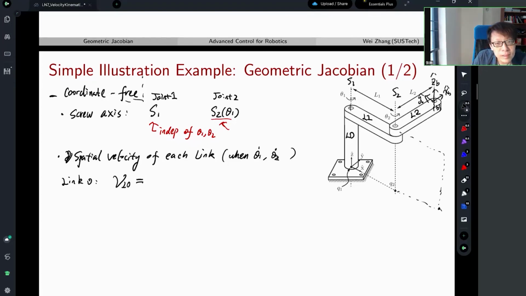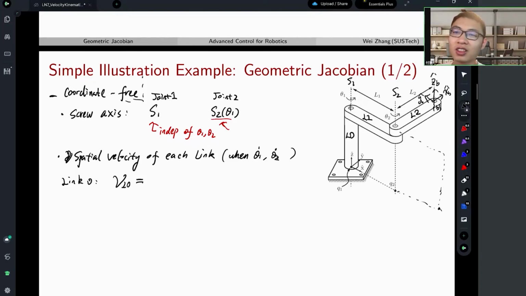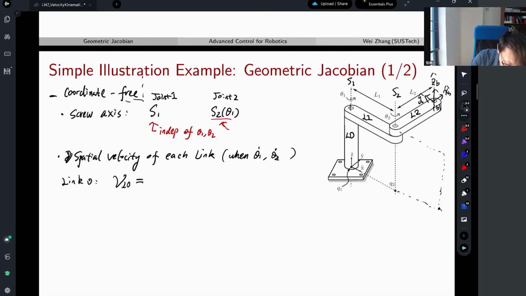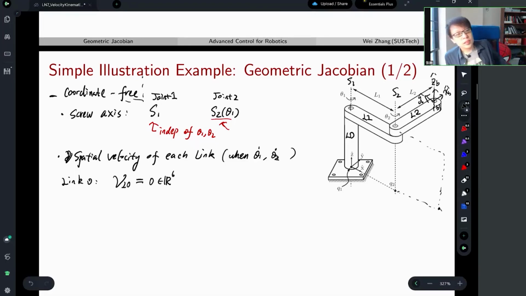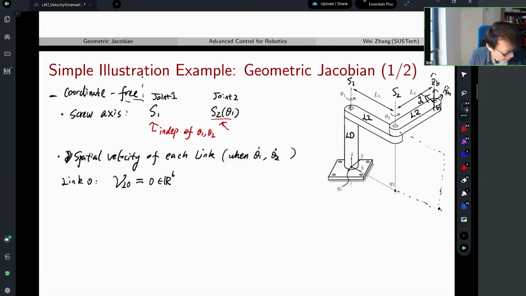Velocity of link 0 is all 0. All zeros, so it's 0, right? You mean all 0 means this is a 0 vector in R6, right? Yeah. It does not have any motion, it's 0. Okay, cool. That's an easy but good starting point. Then what about link 1?